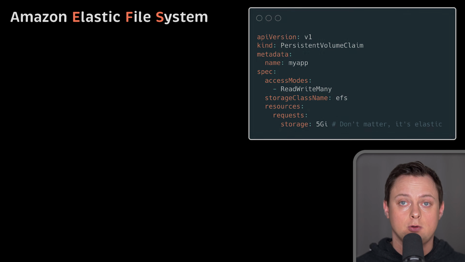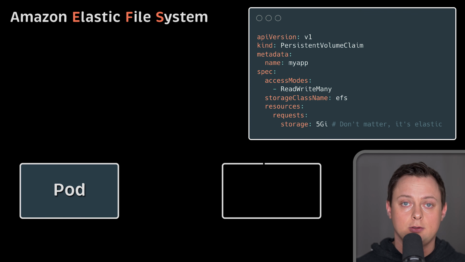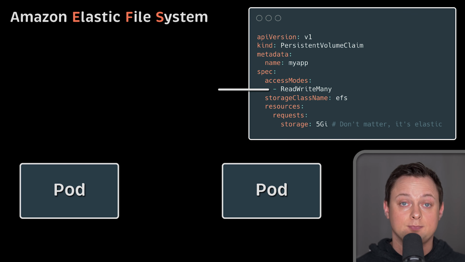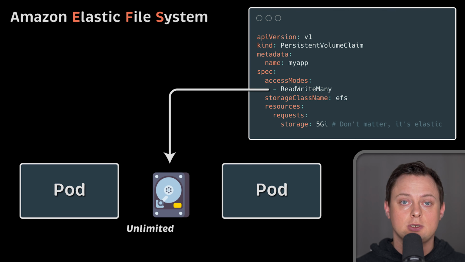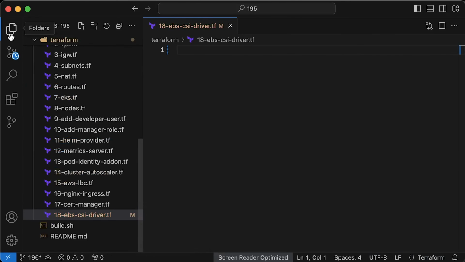In the following video, we'll use EFS file system. It's elastic, meaning you don't need to manually increase the size, and it supports ReadWriteMany access mode, allowing you to mount it to multiple pods at the same time. Let's go ahead and deploy the EBS CSI driver.